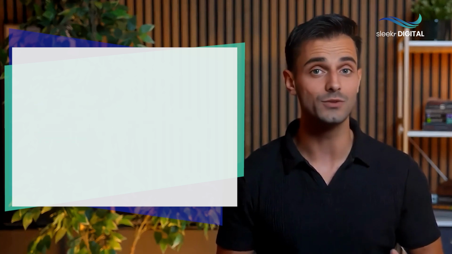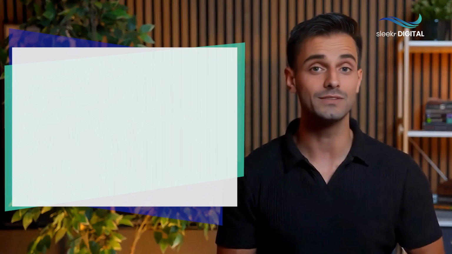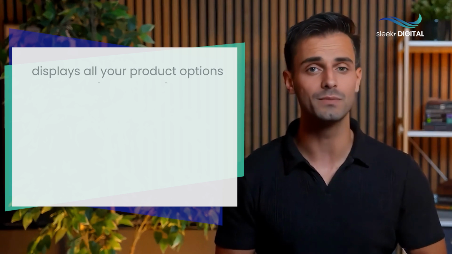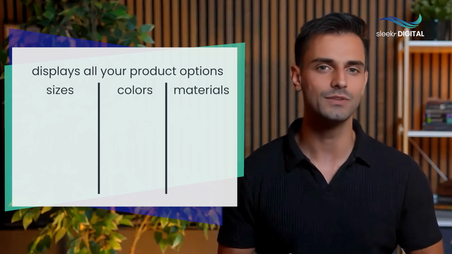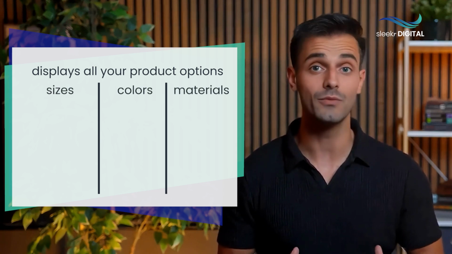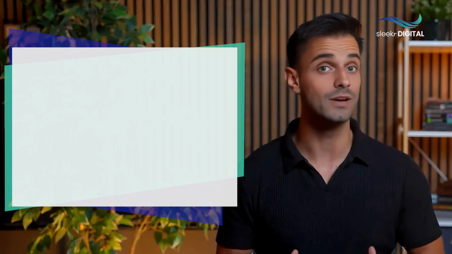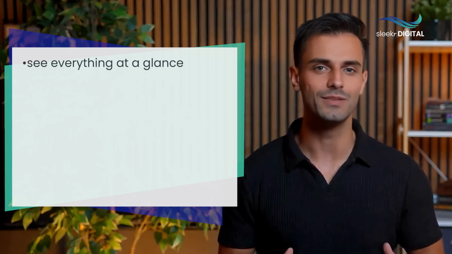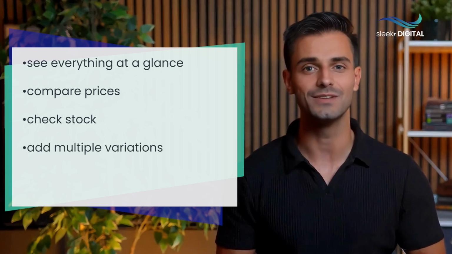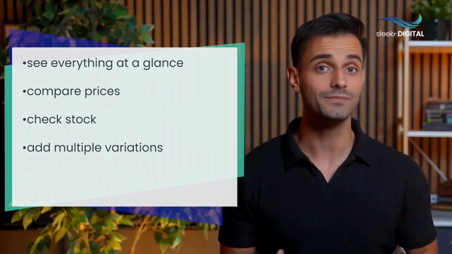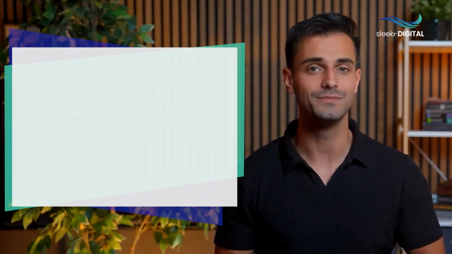This powerful plugin transforms how customers interact with your variable products. So, what are WooCommerce Bulk Variations? Simply put, it displays all your product options. Think sizes, colors, materials, in a super clear table or grid format. Customers can see everything at a glance, compare prices, check stock, and add multiple variations to their cart simultaneously. Talk about a time saver.